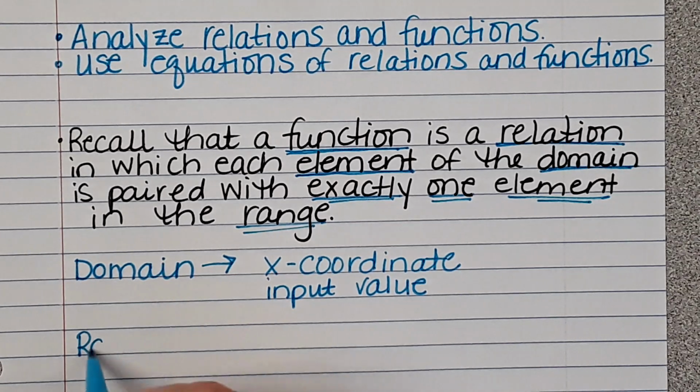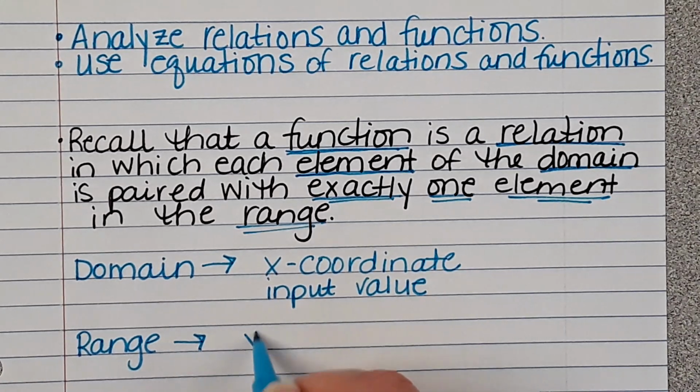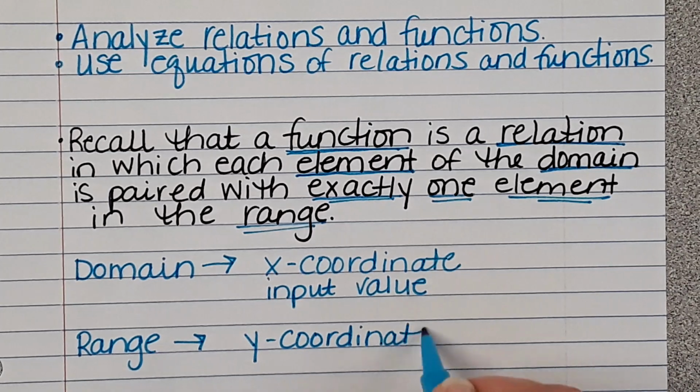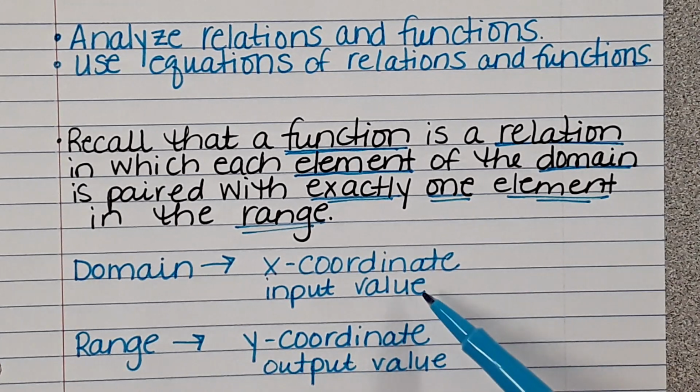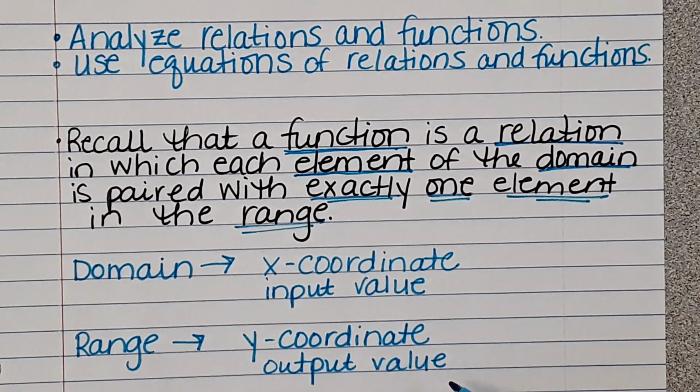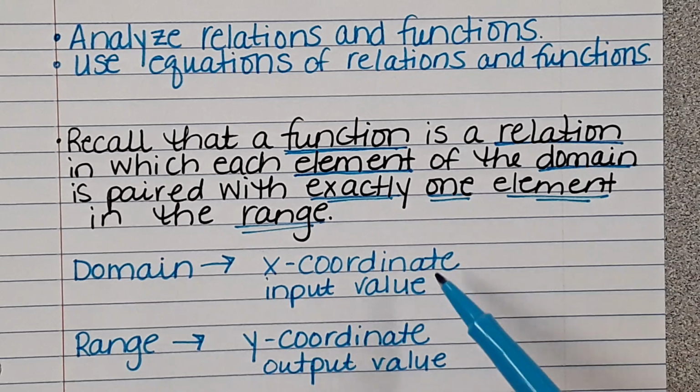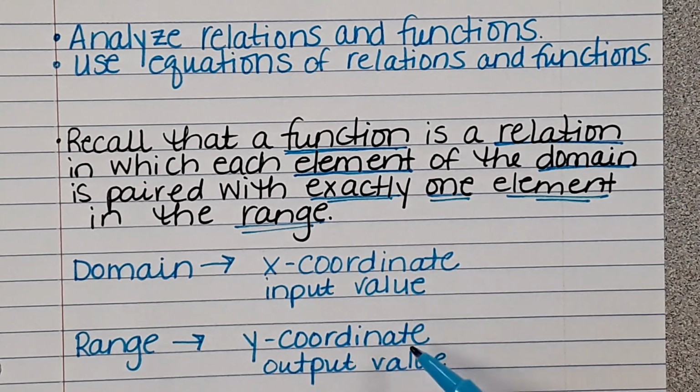The range, if the domain is the x coordinate, what is the range? The y coordinate. So the domain is what we input. What do you think the range is? Output. It is the output value. So at the end, the last couple examples we're going to do, we're going to have an input value and we're going to get an output value. The first things that we're going to talk about are the x coordinate and the y coordinate.